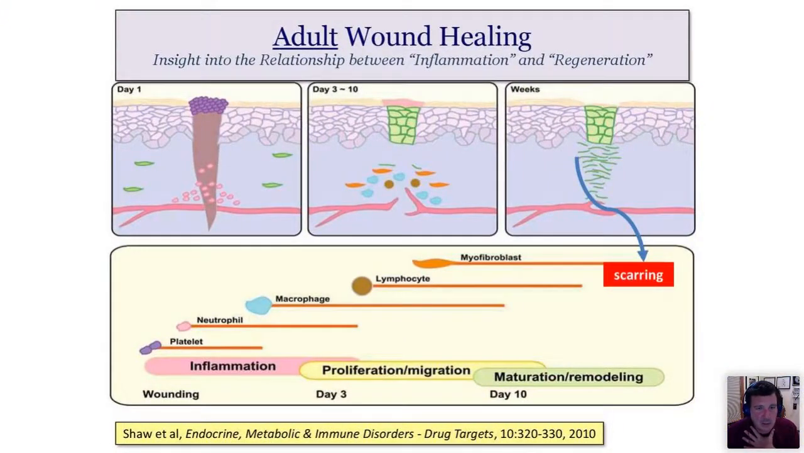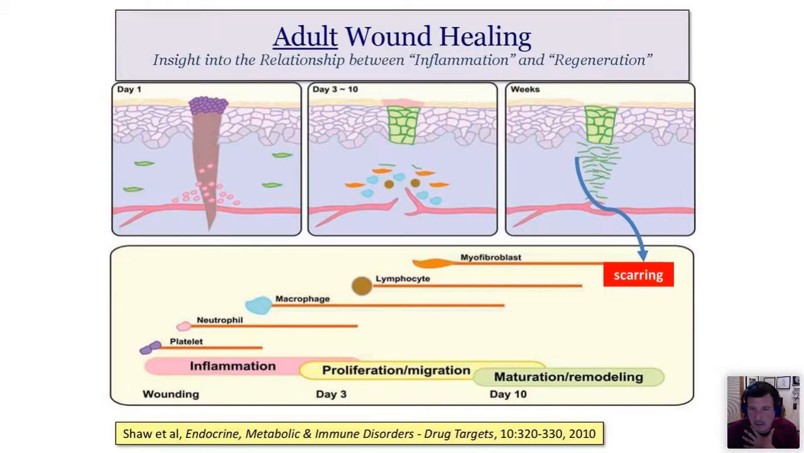The key to using amniotic membranes is understanding adult wound healing. That is different than regenerative healing. And you can see here when you have a trauma on day 1, you have inflammation and proliferation and migration of macrophages and lymphocytes, and then remodeling. But typically you end up with a scar.